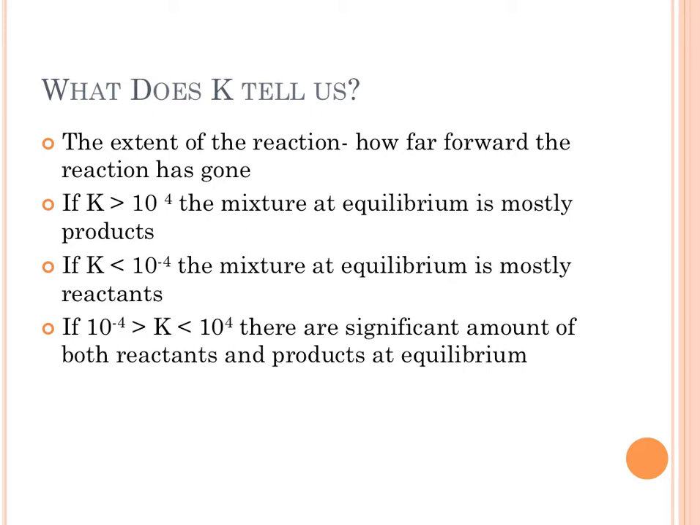If we have a K value which is bigger than 10 to the power of 4, so bigger than 10,000, then we would say that at equilibrium the mixture is mostly products. So it's basically almost to completion. If it is less than 10 to the negative 4, so less than 0.0001, then it's basically all reactants. Basically that reaction hardly happened at all. Somewhere in the middle, we'd say there's a significant amount of both reactants and products at equilibrium.